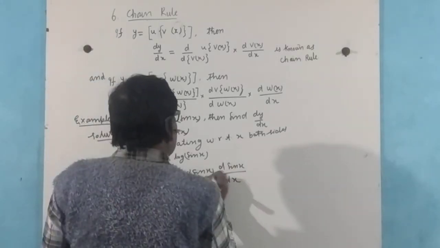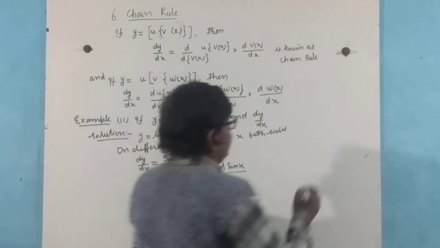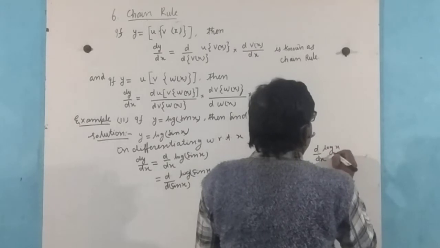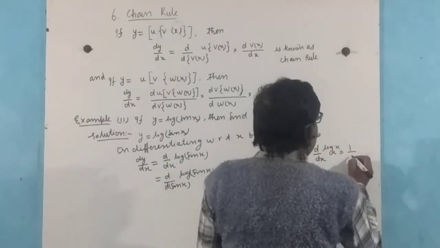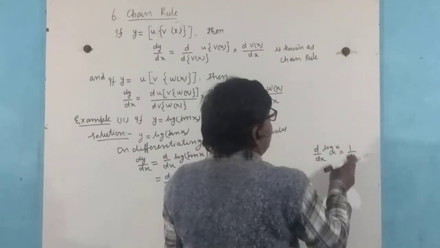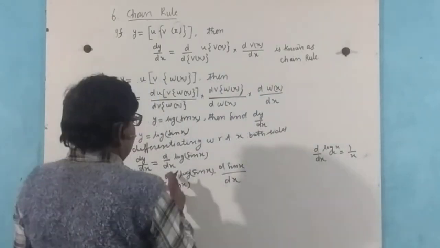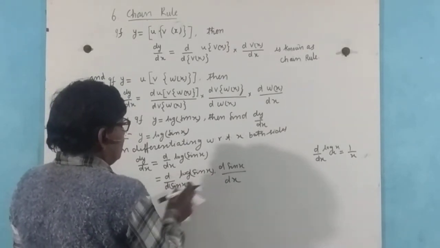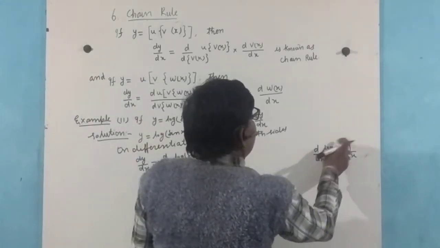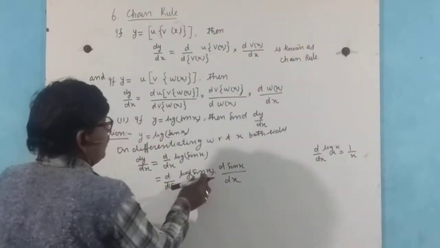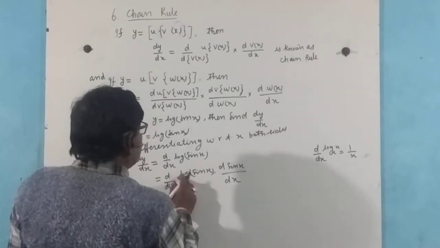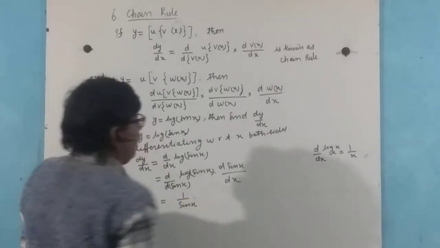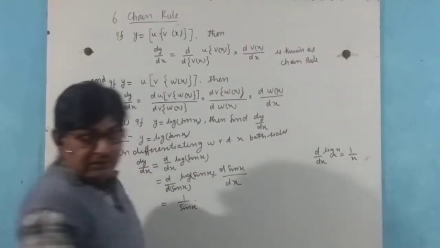Now, as you know, d/dx of log x equals 1 by x, so d of log sin x with respect to sin x is equal to 1 by sin x, and then d/dx of sin x.